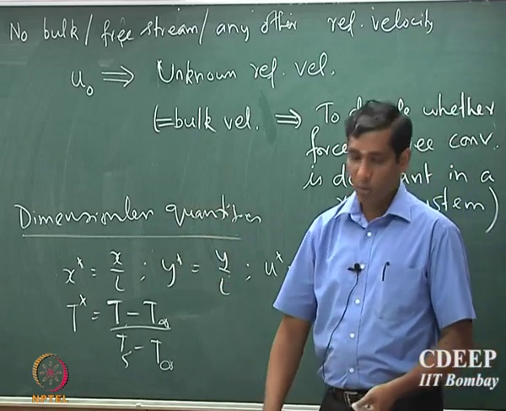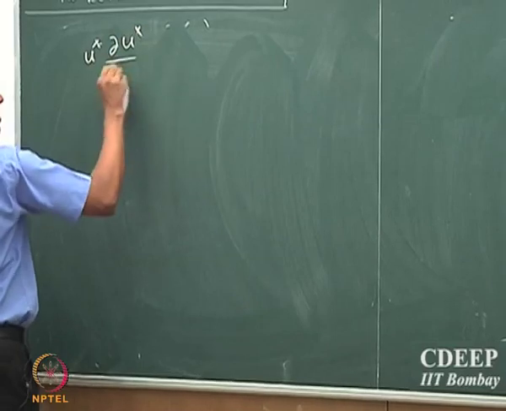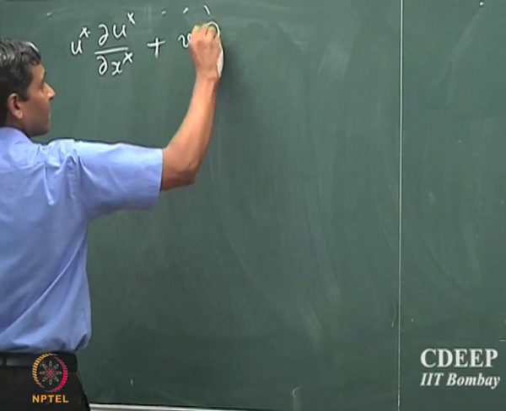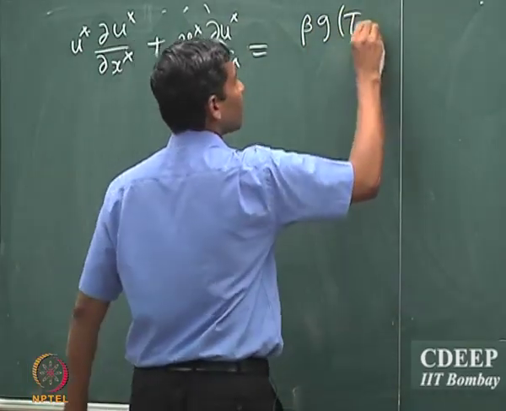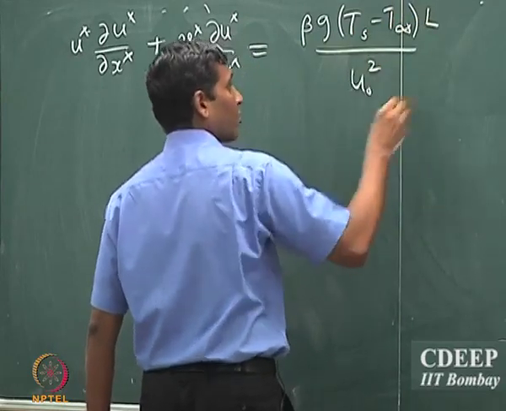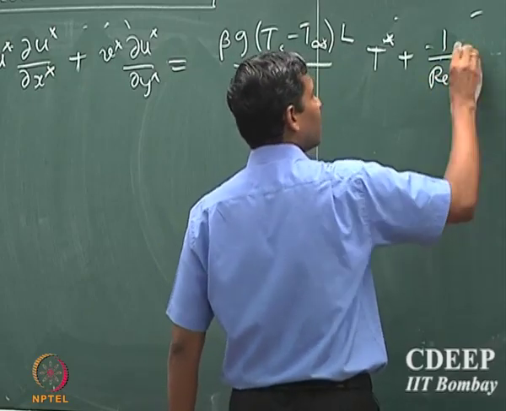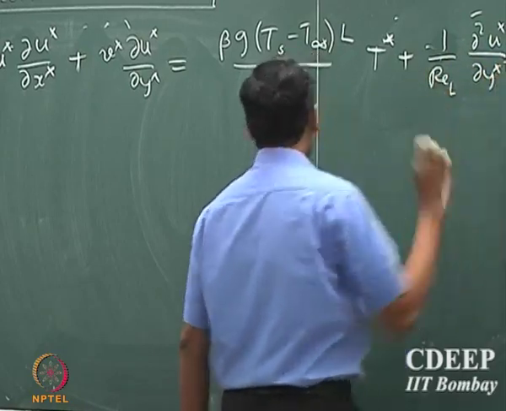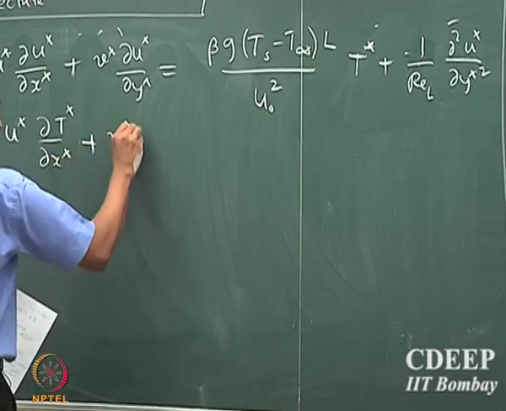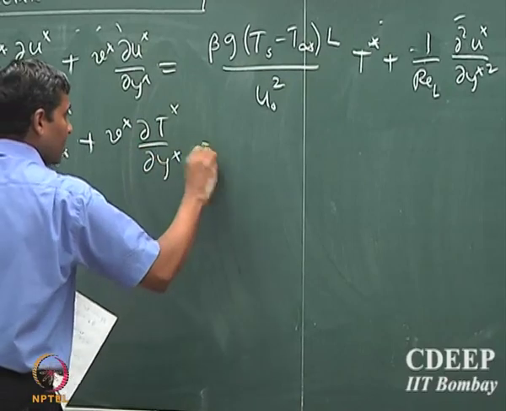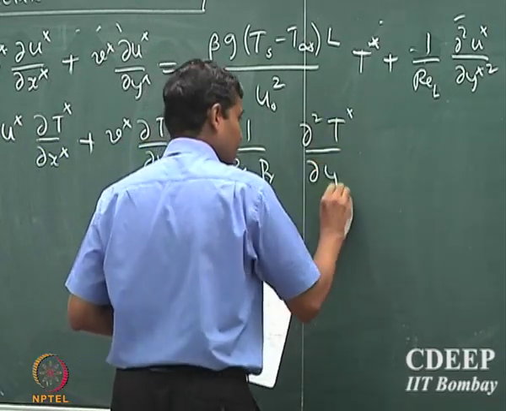So, now I can convert all these model equations into the dimensionless form, and that will be something like this. u star du star by dx star plus v star du star by dy star, that is equal to beta gravity (Ts minus T infinity) into L by u naught square into T star plus 1 by Reynolds number based on the length into d square u star by dy star square. And the temperature balance will be u star dT star by dx star plus v star into dT star by dy star, that is equal to 1 by (REL into Prandtl number) into d square T star by dy star square.